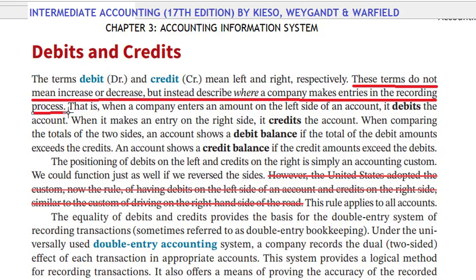Debits and credits, they do not always mean increase or decrease. And that's why I've underlined this sentence over here in red, that these terms do not mean increase or decrease, but rather all it does, it tells you if it's the left side of the account or the right side of the account. Which one is the left? Debit. Which one is right? Credit.